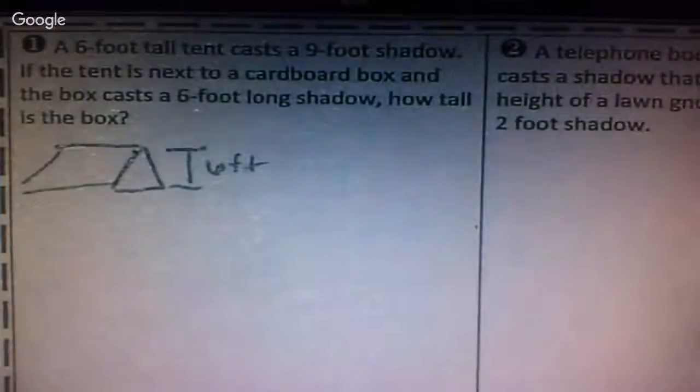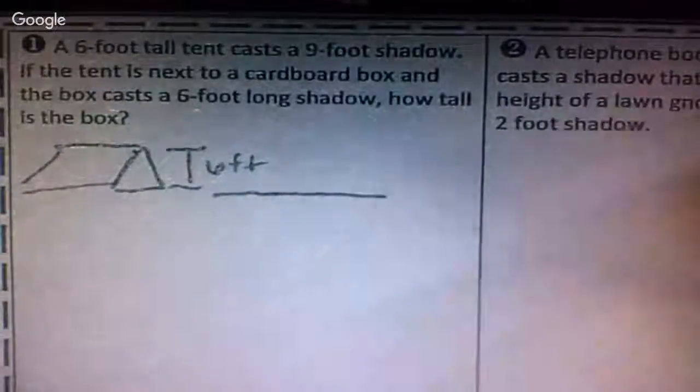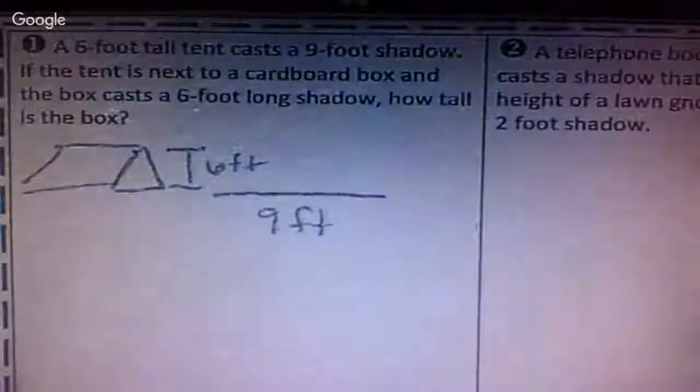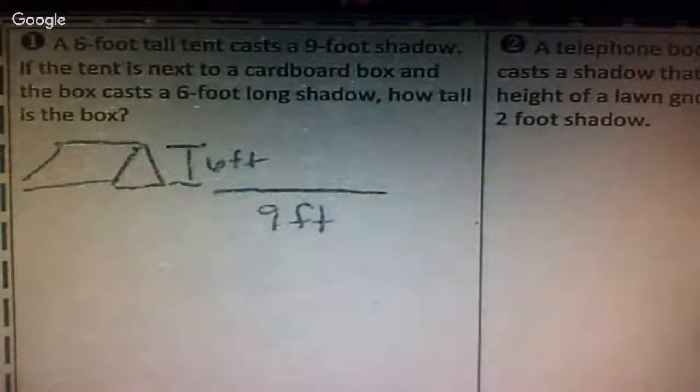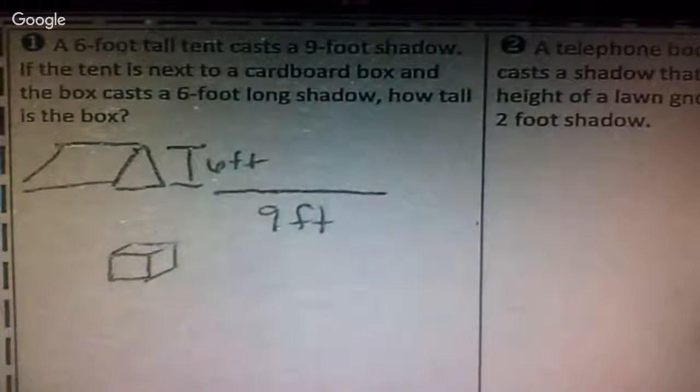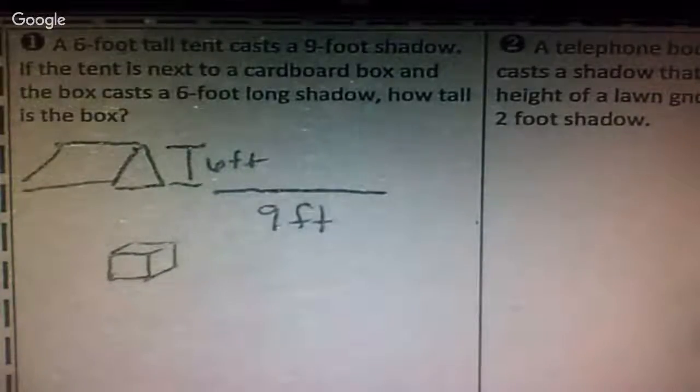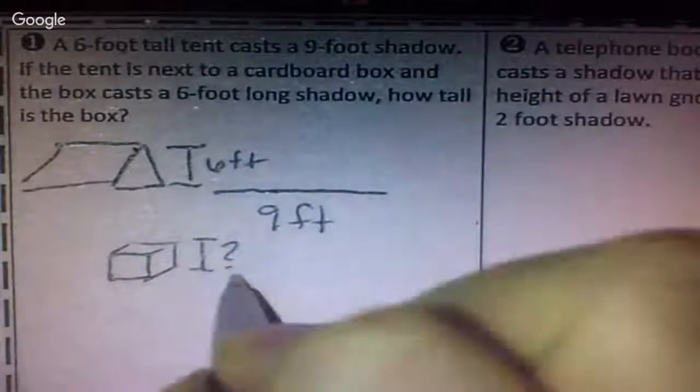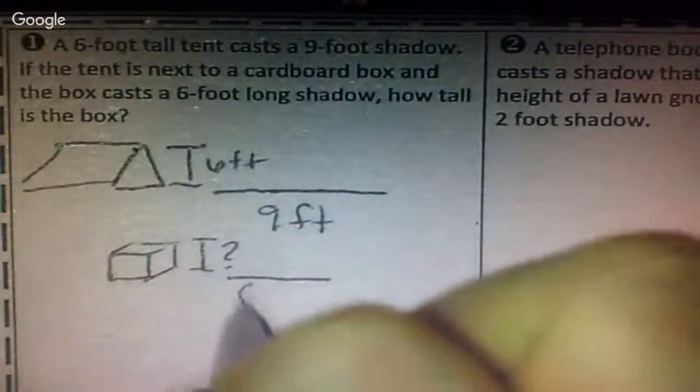This tent is 6 foot tall. And it casts a shadow along the ground that's 9 foot. So the height and then the length of the shadow. Okay? Right next to that tent is a cardboard box. We don't know how tall this box is. But I know that it casts a shadow that's 6 feet long.